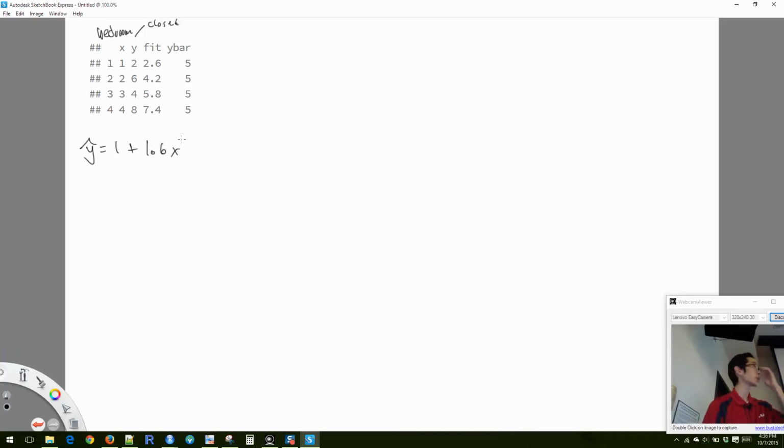Okay, and so we could plug in each value of x. If I plugged in 1 for x, my y hat, this is what fit is, we can see that this is indeed what we would get. So if I plugged in 1, I would get 2.6. If I plug in 2 for x, I would get 4.2, et cetera.